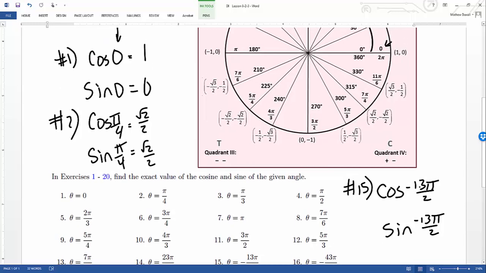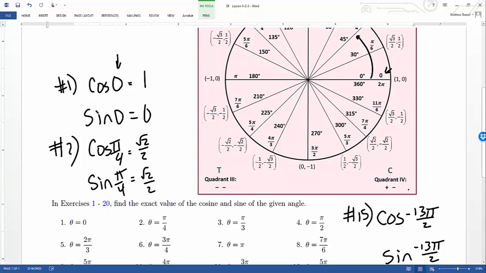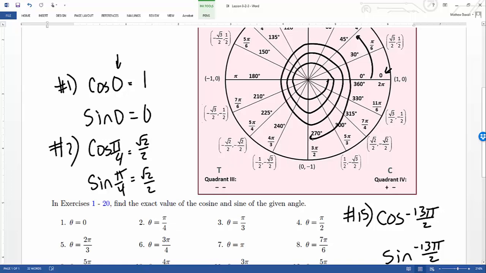So, for example, this is saying go pi halves 13 times in the negative direction. So pi halves is 90 degrees. So 1, 2, 3, 4, 5, 6, 7, 8, 9, 10, 11, 12, 13. So there's negative 13 pi halves. So my cosine value is going to be 0. My sine value is going to be negative 1.